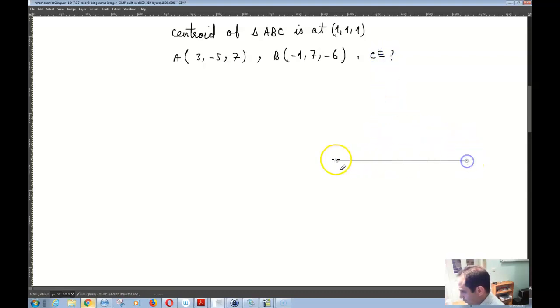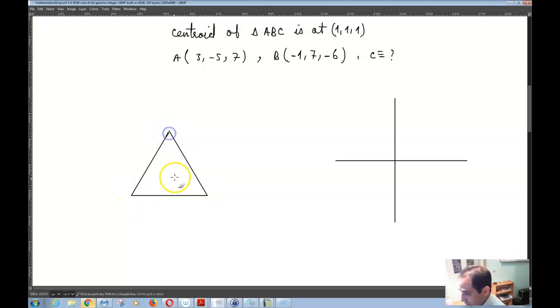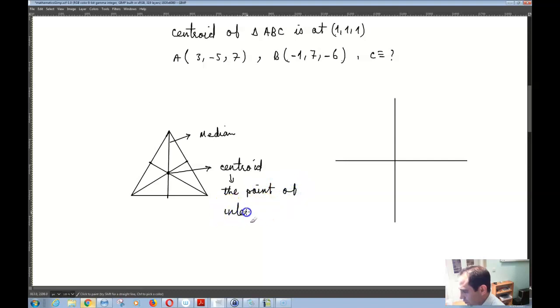You know that in a triangle, if you connect a vertex to the midpoint of the opposite side, this is called a median. The midpoint of this side connected over here is also a median, and this will also be a median. The point where the three medians meet is called the centroid, which is basically the point of intersection of the three medians.